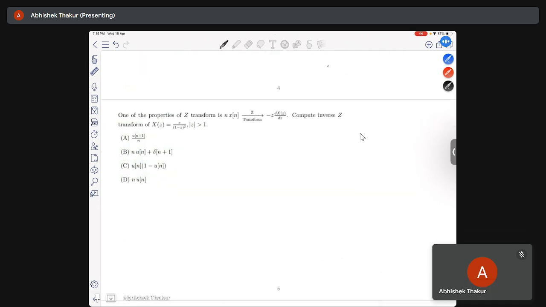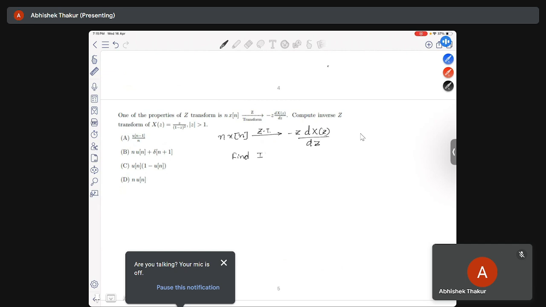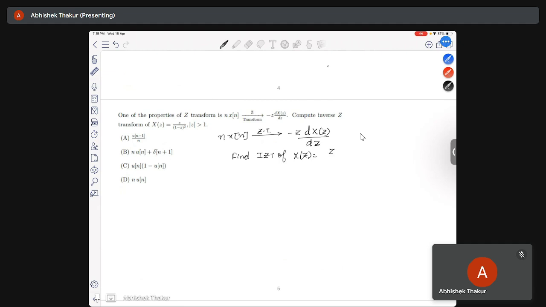One of the properties of Z transform that is given is that the Z transform of n x[n] is minus z d X(z) by dz. Okay, so we have to find the inverse Z transform of X(z) equal to z by (1 minus z) whole square.